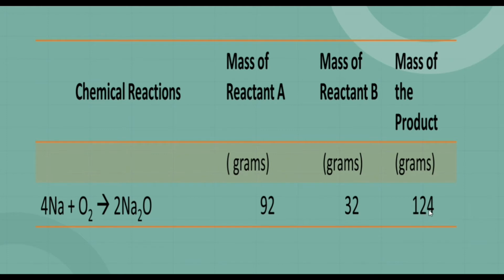So, following the law of conservation of mass, it states that the total mass of the reactant must be equal to the total mass of the product after the chemical equation. So, if we will add 92 and 32, the answer is still 124. So, 124 grams for the reactants and 124 grams for the product. So, it follows the law of conservation of mass.